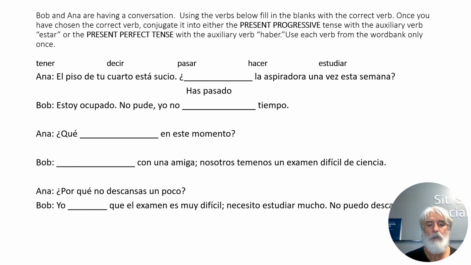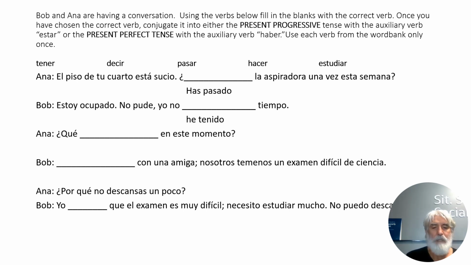All right. Yo no. What is the conjugation of haber in the present tense with yo? He. You need to know these. And then I haven't had. What's the past participle of tener? Okay, because we're using the verb tener here. Tenido. Okay. Yo no he tenido tiempo.